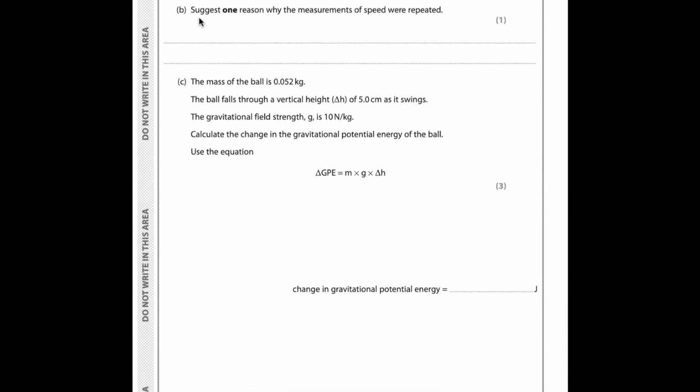Part B. Suggest one reason why the measurements of speed were repeated. Well, it's to identify anomalous results, which just means any results that don't fit the pattern. You could also say it improves reliability, and that's because it might be difficult to drop it from the same height each time. You could also say it's to make it more precise. Don't say it to make it more accurate though.